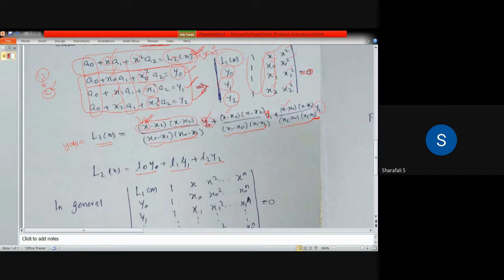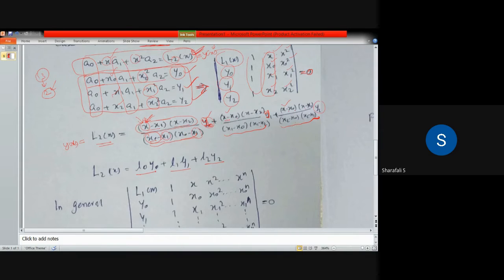So if you are multiplying with y0, you will not be having any x0 in the numerator, but in the denominator you will be having x0 minus x1 and x0 minus x2 because you are calculating for y0. So you have to subtract the other 2 points from x0 in the denominator.